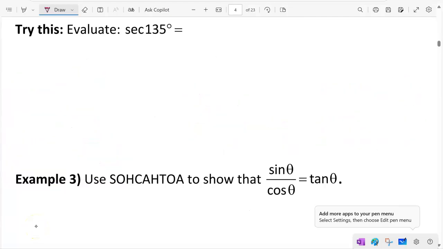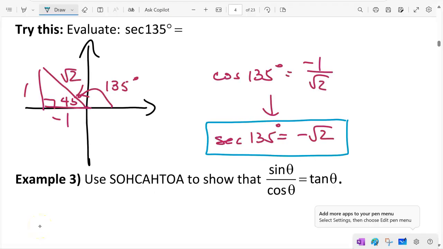Pause the video while you try the next one on your own. Hopefully you got a result of -square root of 2.